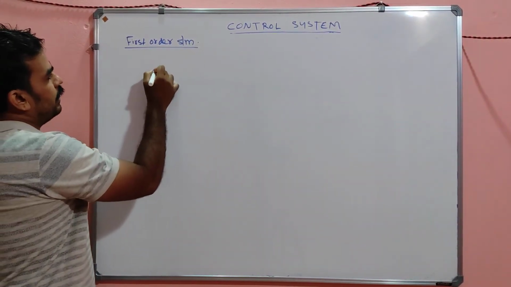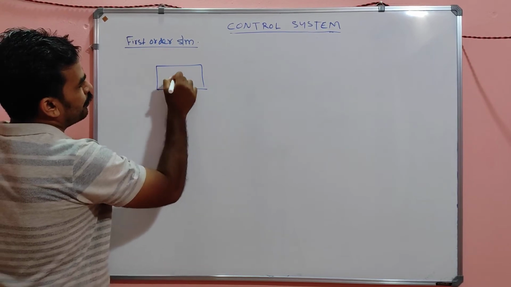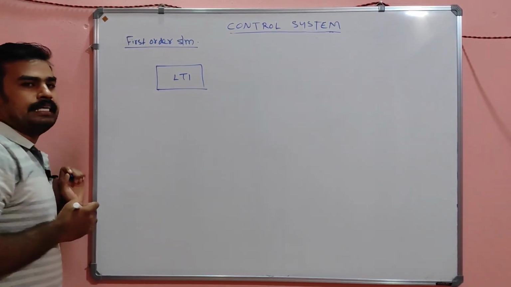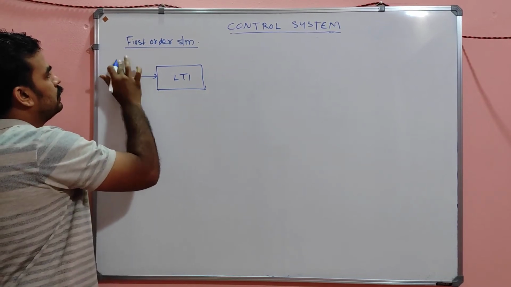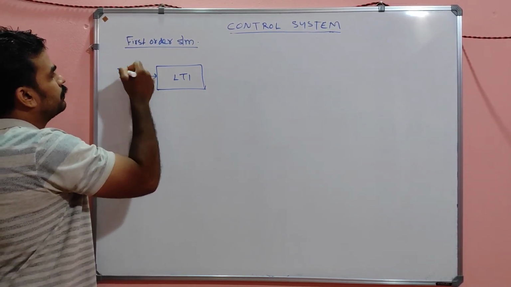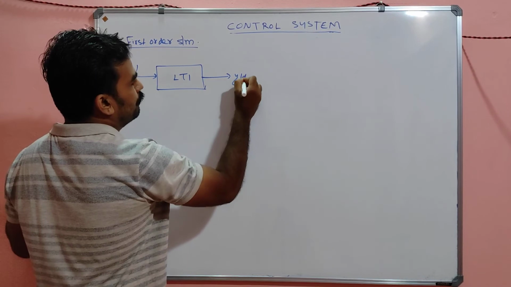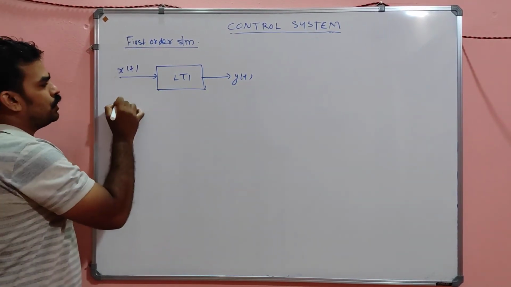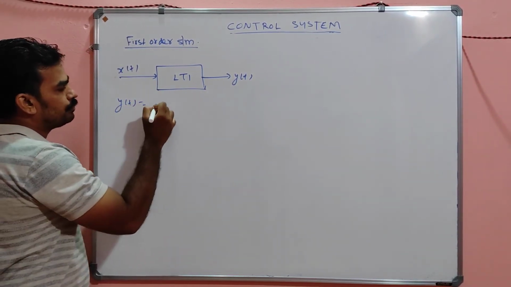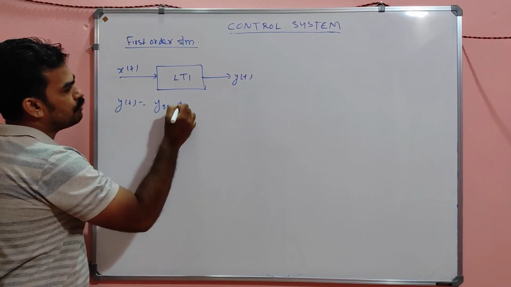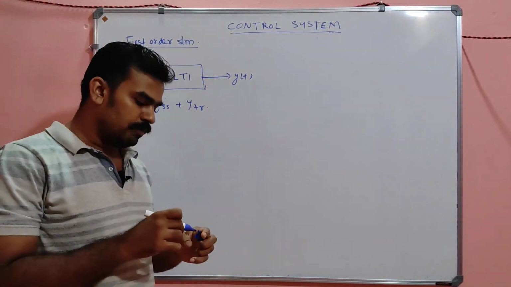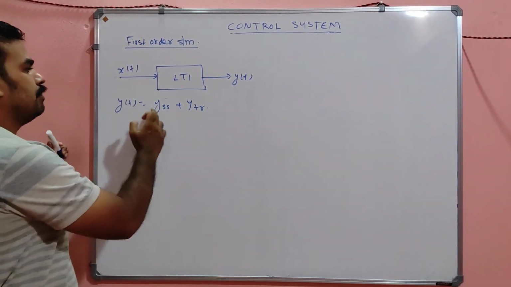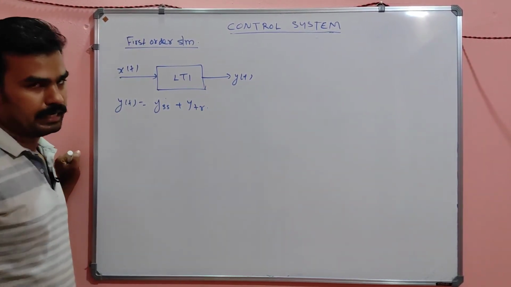Listen, my dear, before that, every LTI, linear time invariant system we are considering here, has a certain input x of t and a certain output y of t. This y of t comprises the steady state value plus the transient value. This output is always the sum of the steady state value yss plus the transient value ytr.